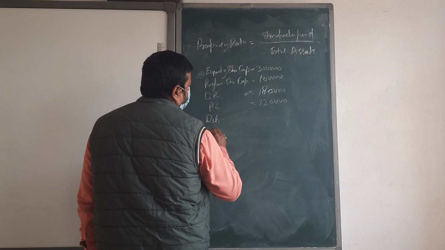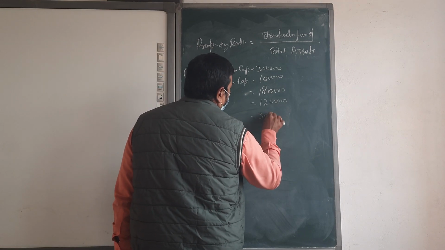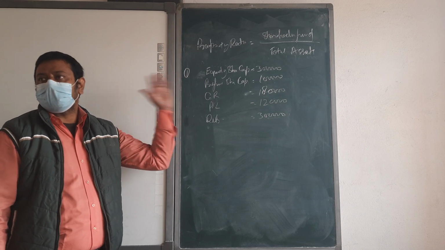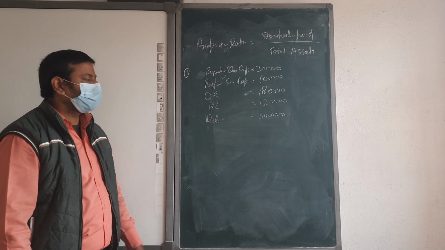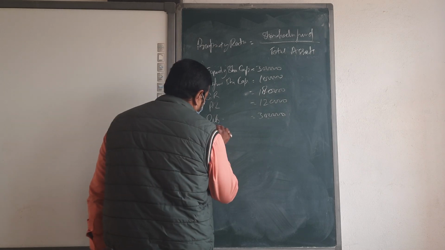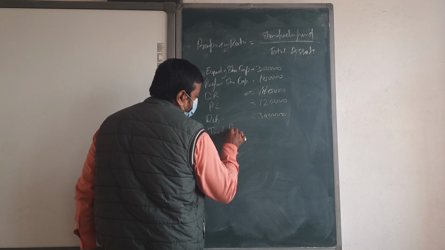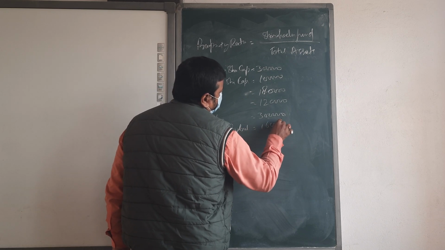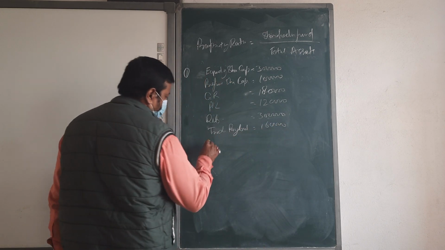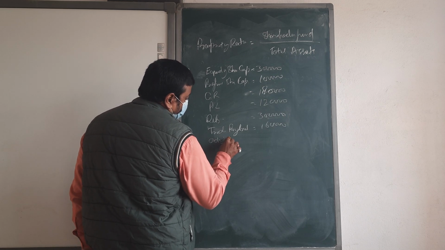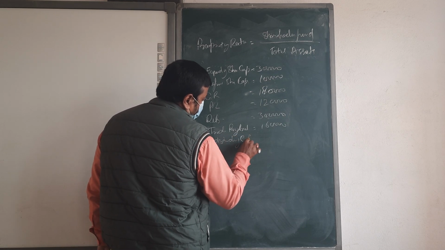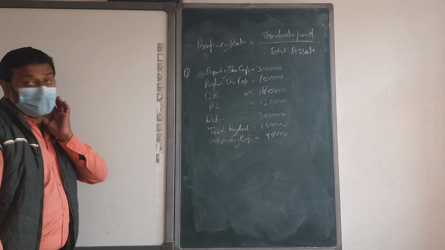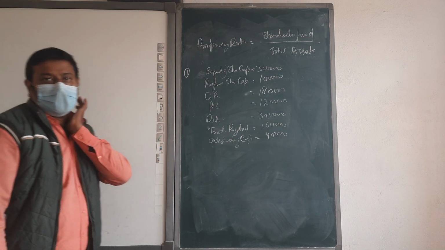No need for it here. The debenture is 3 lakh, na? Yes, sir. Okay, but here no need. Maybe if assets are not given, then we are going to use it. Next. Trade payables 1,60,000. Okay, next. Outstanding expense 40,000. Finished? Yes, sir. Okay. Here total assets is not given.